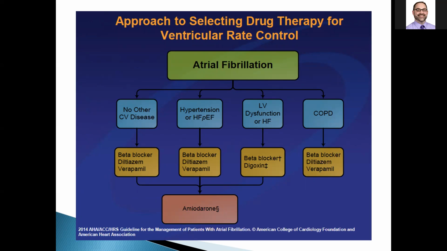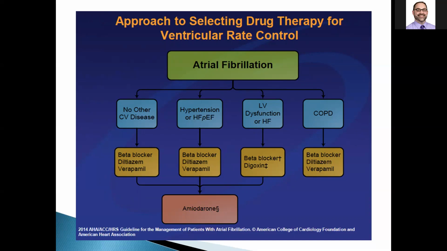When we talk about rate control, if they have no significant cardiovascular disease, then first line medication is a beta blocker, then looking at a calcium channel blocker with Cardizem. If they're refractory or having significant hemodynamic compromise, looking at amiodarone, but understanding that that may convert the patient. If the patient has hypertension with a preserved ejection fraction, same medication route, beta blocker first, then calcium channel blocker.